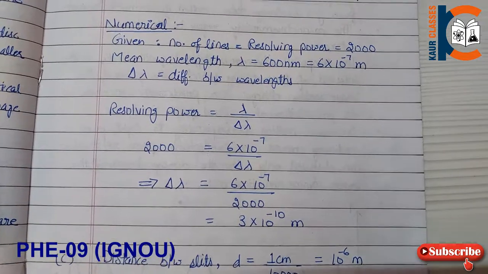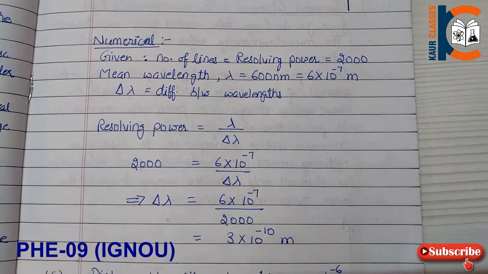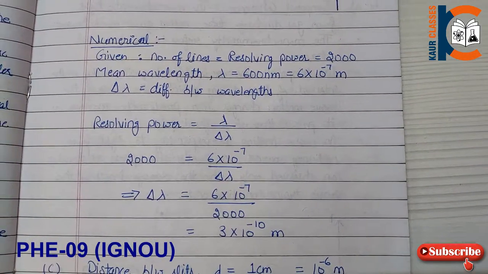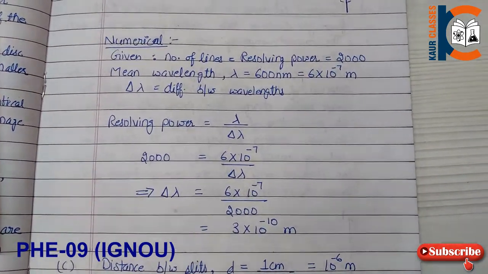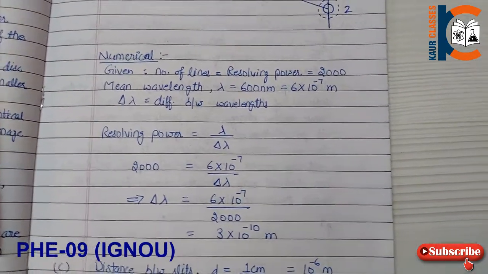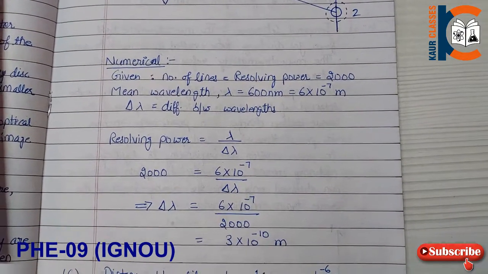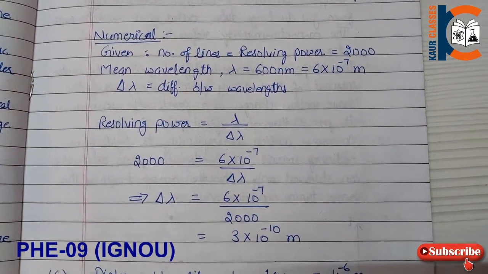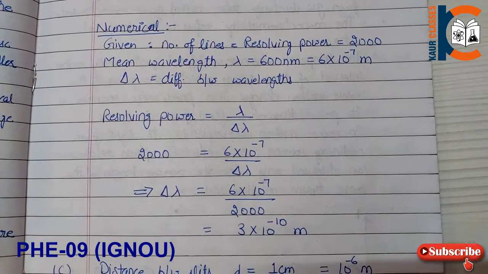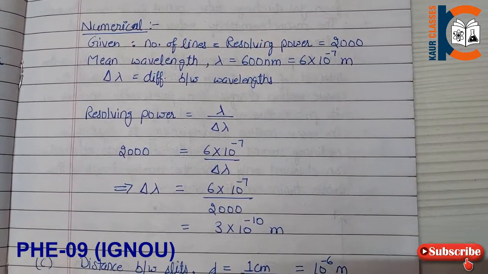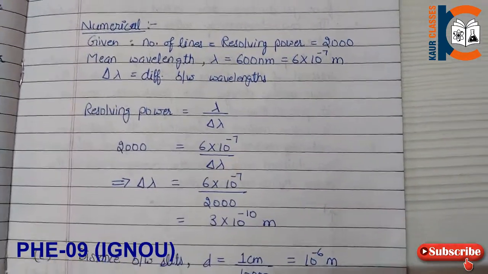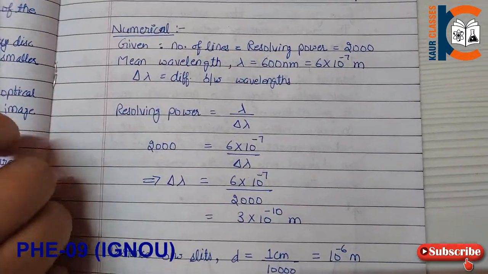Given is the number of lines, resolving power 2000, and mean wavelength lambda equal to 6 into 10 raised to minus 7 meter. We have to calculate delta lambda, with the formula resolving power equals lambda upon delta lambda. By solving this formula, we can calculate delta lambda, which is equal to 3 into 10 raised to minus 10 meter, or 3 angstrom.